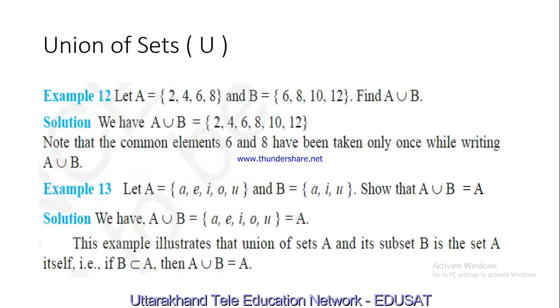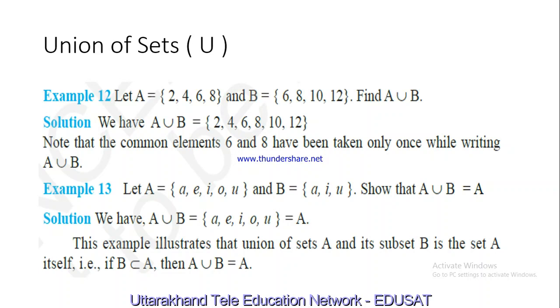Now let us take an example. Example number 2. A has got 4 elements 2, 4, 6, 8 and B has got 6, 8, 10 and 12. You have to find out A union B. So A union B should have all the elements of both A and B, and that is why A union B is equal to 2, 4, 6, 8, 10 and 12. Again, as I said earlier also, the common elements will have to be taken only once. So you don't need to include them twice. You will only have to include them once.